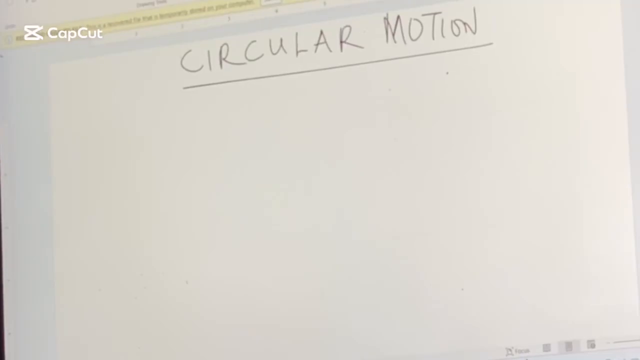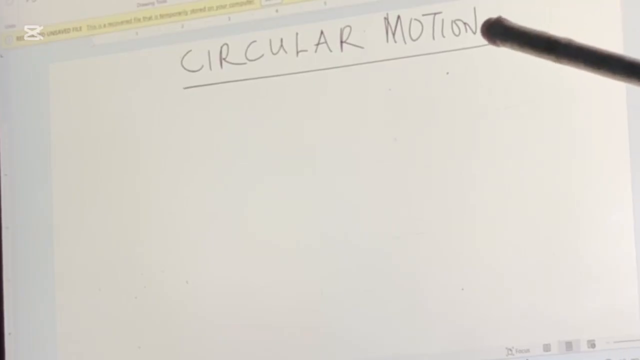Today we're gonna focus on circular motion. But before we solve the question on circular motion, let's take the definition of circular motion.